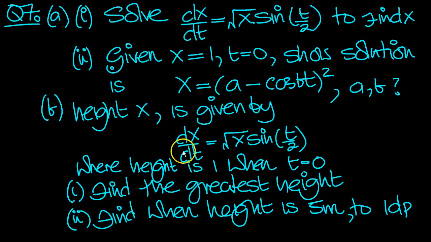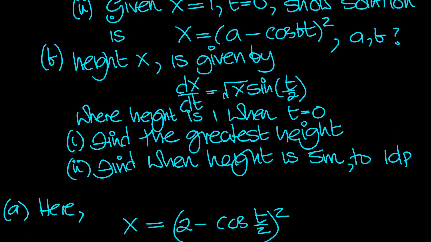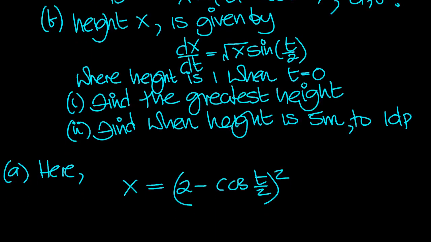So I've got the summary of the question here. We've already done part A in the previous part, so I've got the solution there for part A. Now for part B, the height x is given by this differential equation, with the same initial conditions. x is 1, where x is the height when t was 0. We put that in part A, and we got the solution here.